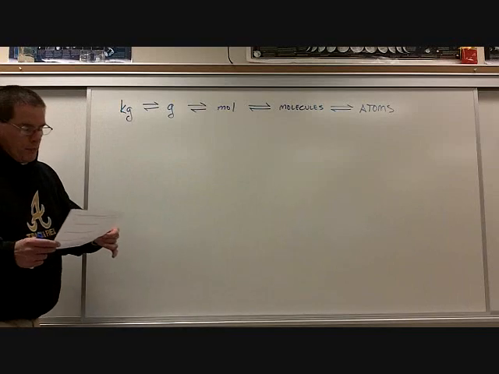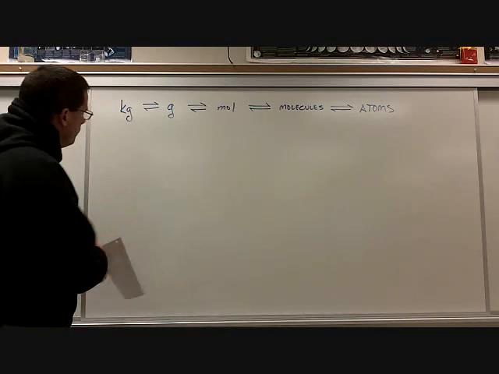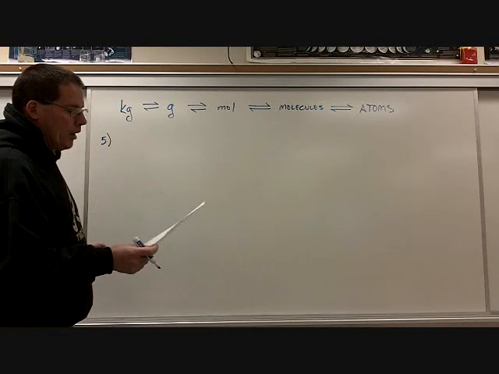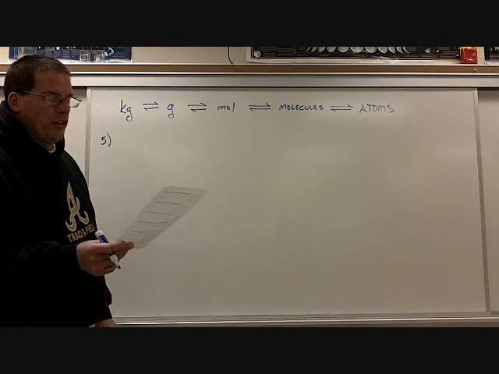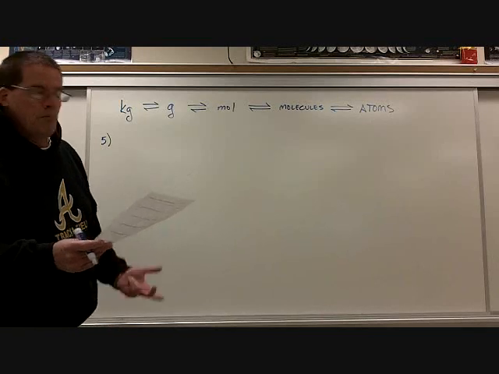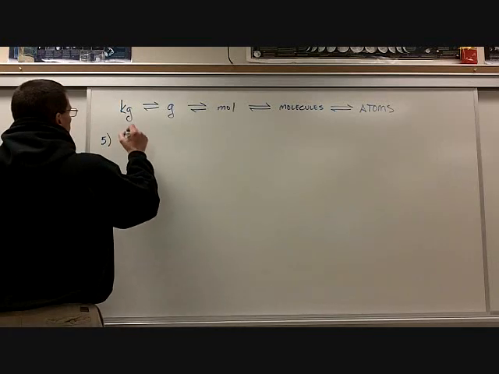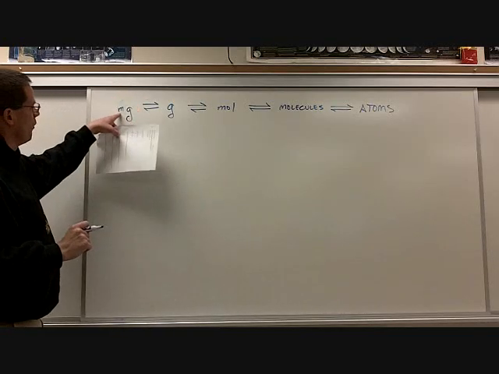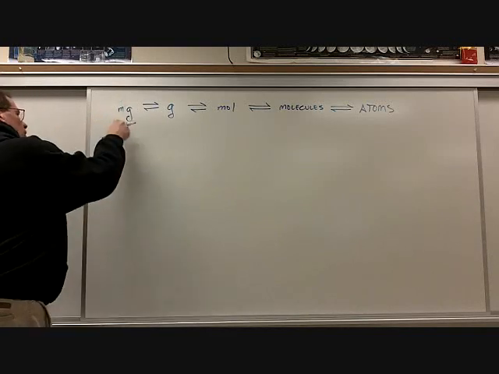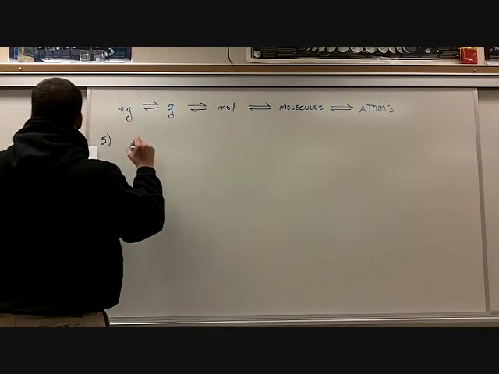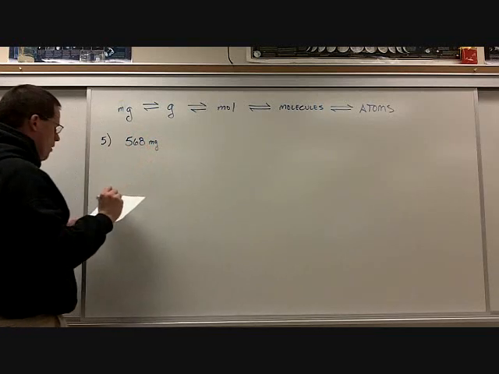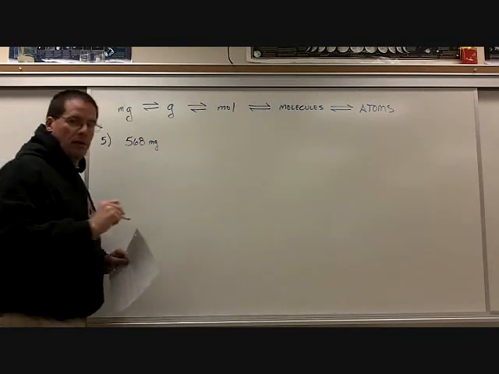So the first odd one is number 5, where it's asking, calculate the number of molecules in 568 milligrams of gold 3 nitrate. Hopefully that one's not an issue. Since I'm asking for milligrams, we won't use the kilogram, but we'll actually go in this sequence. We'll convert from milligrams to grams. But this is where we're starting. So write down what you know. 568 milligrams, and this is of gold 3 nitrate.